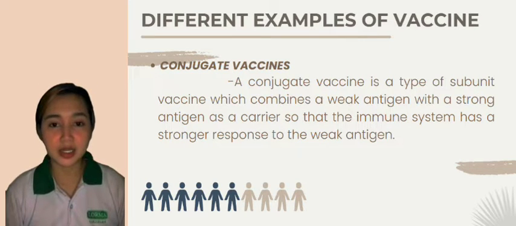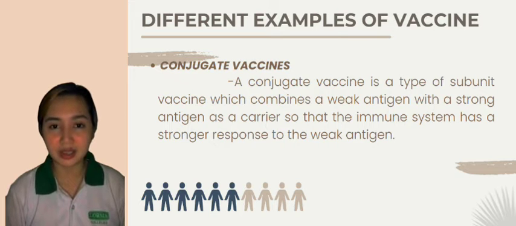A successful conjugate vaccine has been made by conjugating bacterial capsular antigens to molecules that stimulate the immune system to produce antibodies against the less antigenic capsular antigens.